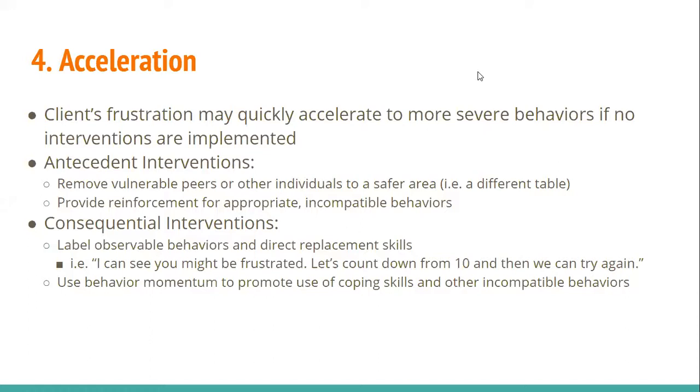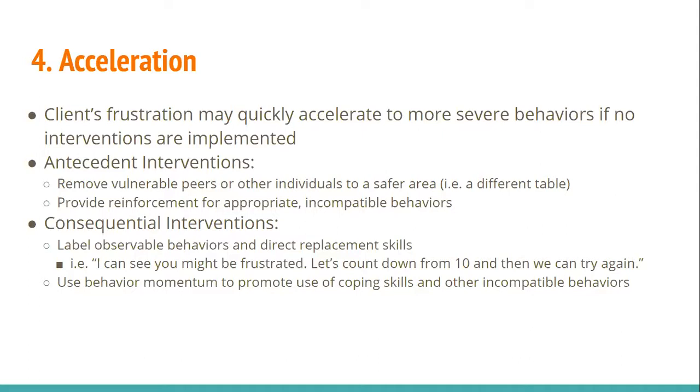So our next phase, if we don't intervene on that agitation, is acceleration. And we know that this can happen quickly. Clients will escalate from those low level behaviors to more severe behaviors if we don't provide any sort of intervention. Our antecedent interventions as our clients are accelerating: we want to make sure we're removing vulnerable peers or other individuals to a safer area. This isn't necessarily clearing the room just because our client is becoming escalated. But if there's a peer who typically sits right next to your client and you can see that they're feeling really agitated, maybe we move that peer to a different area and say, hey, why don't you go check on this friend, see how they're doing?